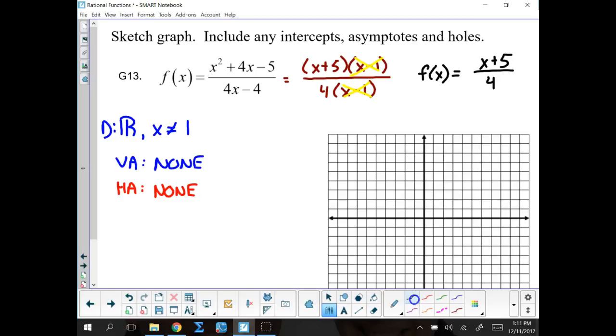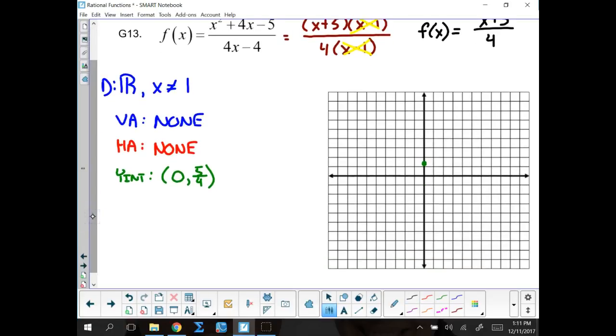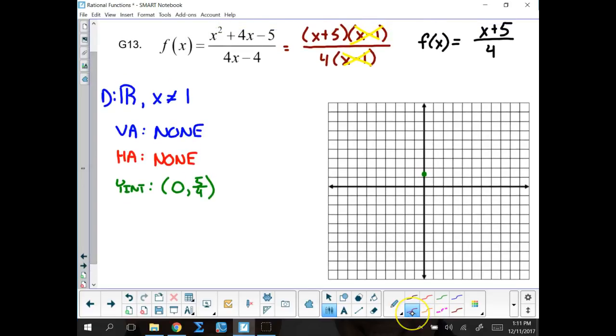Okay. What is my y-intercept? Okay, so that's like 1.25. Alright. What is my x... Oops, went too far. What is my x-intercept? Negative 5 is right there. Okay.